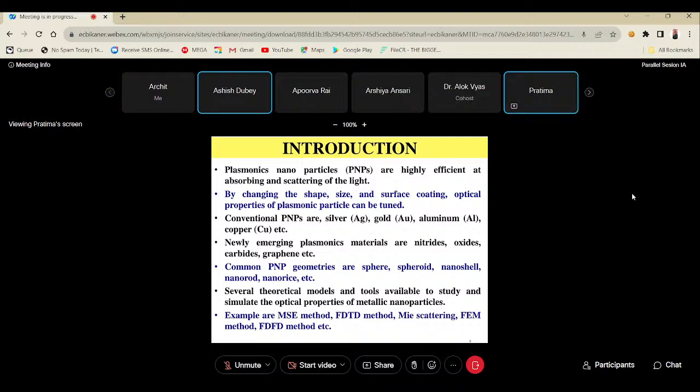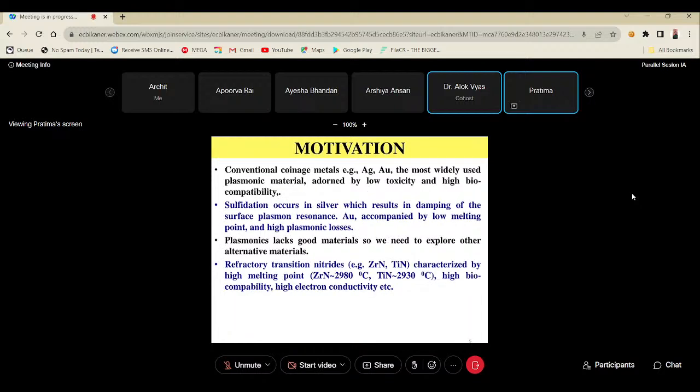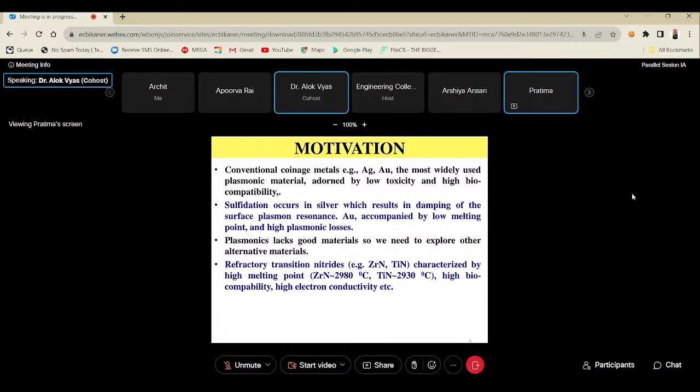Conventional plasmonic nanoparticles are silver, gold, aluminium, copper, etc. And newly emerging plasmonic nanoparticles are nitrides, oxides, carbides. Common geometries are spheres, spheroid, nanoshell, nanorod. Several theoretical models and tools are available to study and simulate the optical property of metallic nanoparticles. Examples are MSC method, FDTD method, Mie scattering, etc. So motivation for this work is conventional coinage metals, for example silver, gold, are most widely used plasmonic materials adorned by low toxicity and high biocompatibility.